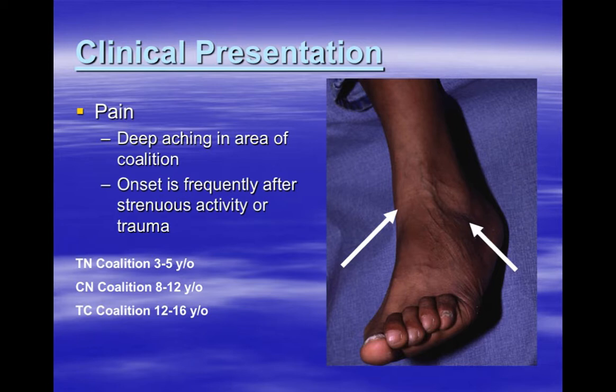The clinical presentation is generally a pain, a deep aching in the area of the coalition, and not uncommon, the onset occurs or the symptoms occur after some strenuous activity or trauma. Again, they seem to be somewhat age-specific, TN coalitions in very young children, although we don't see too many of these. CN bars will generally first manifest or become symptomatic in the 8 to 12-year-old range, and TCs a little bit older, in the teenage years.